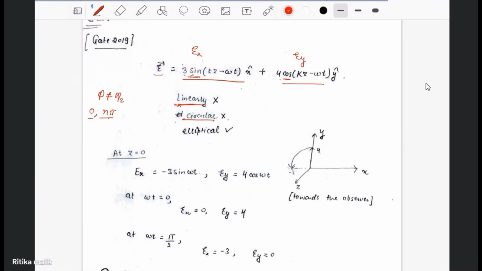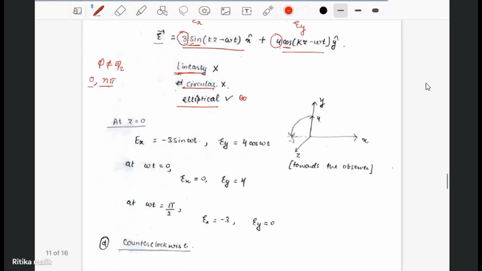For circular polarization, the amplitude has to be the same. So the amplitude is different, so it is also not a circular polarization. Now we have elliptical polarization. But there are two cases possible. Either it moves in the counterclockwise or clockwise direction.